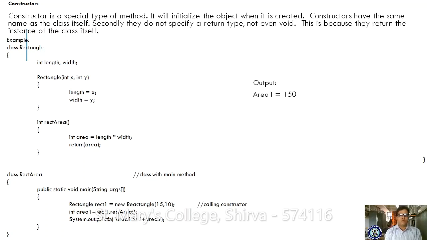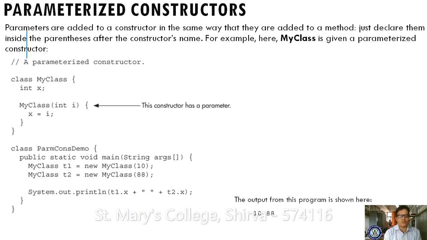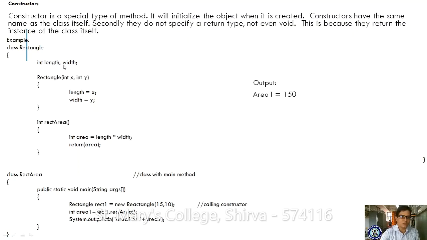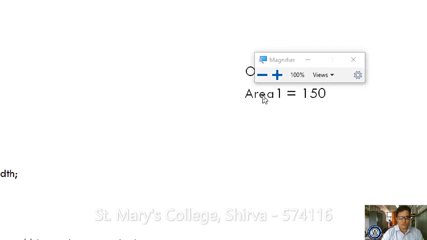So we have seen this program also, right? Now we are going to learn the next concept, that is the parameterized constructor. Parameterized constructor means the constructor method consists of arguments. In the last class also we explained this program. This program is also one of a parameterized constructor.